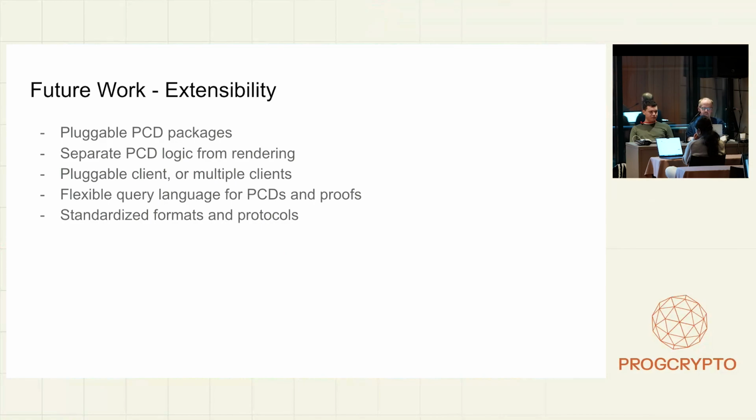Other future work related to extensibility. As Ivan mentioned, we want to make those PCD packages more pluggable so that you don't have to actually send us a PR in our repo. We will review those PRs if you want us to, but we want to make it possible for that to be something that people can build on without our permission. We want to separate the PCD logic from the rendering in the app. Right now, I showed you that the PCD package has a couple of functions in it that are related to how the app renders that QR code. I personally think that belongs in a different layer. We can separate that out.